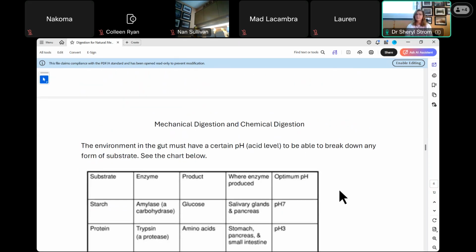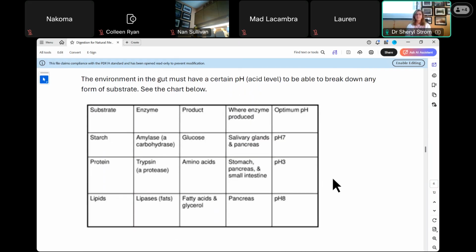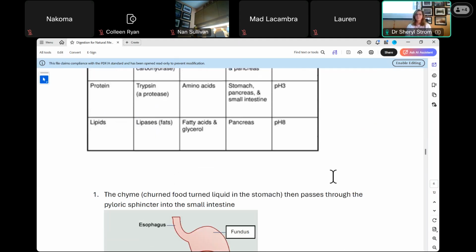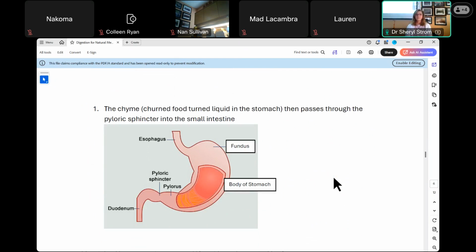So the environment of the gut must have a certain pH, or acid level, to be able to break down any form of substrate. And then here's an example. I'm not going to go into details here, but this is an example, and you can take a look at this when you review. Okay, a little bit more on the stomach.